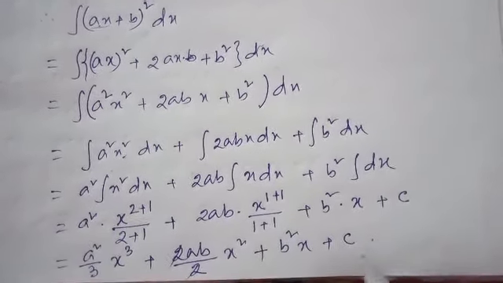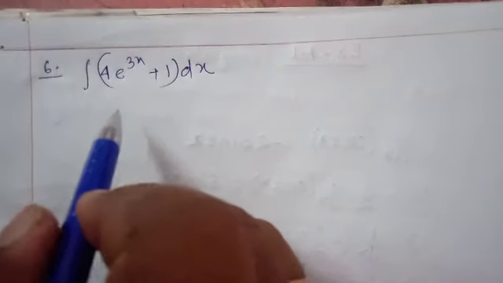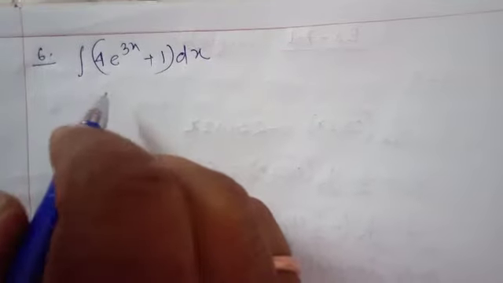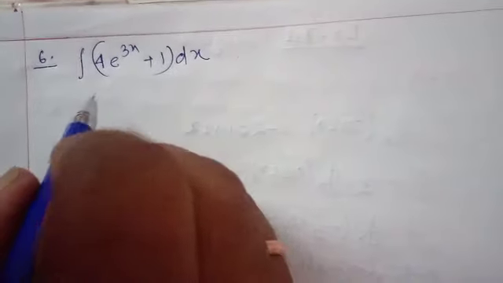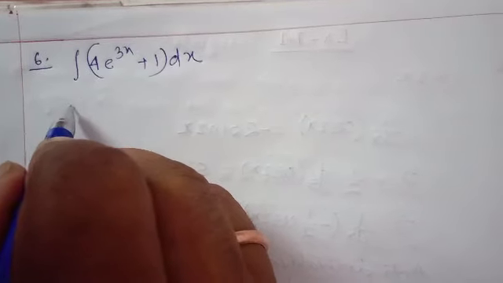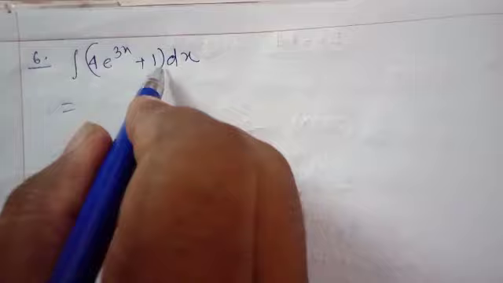This is your value, this integration. I think 5 number sum easily you can solve. So I move to the question number 6. Here 6 number question here given, integration of 4 e to the power 3x plus 1.